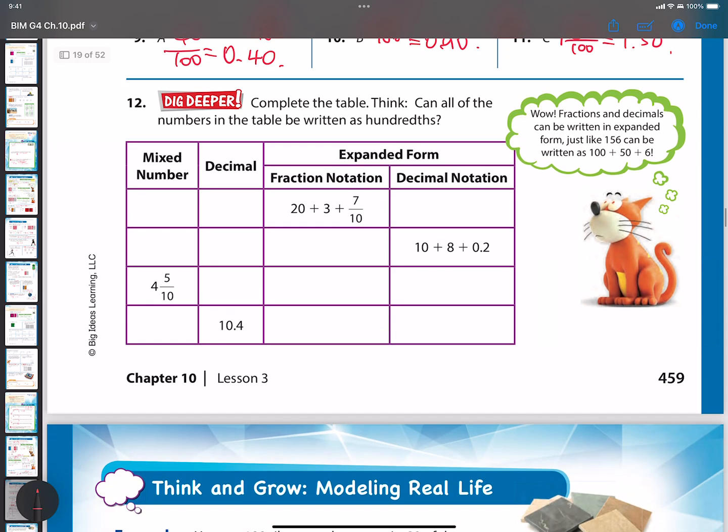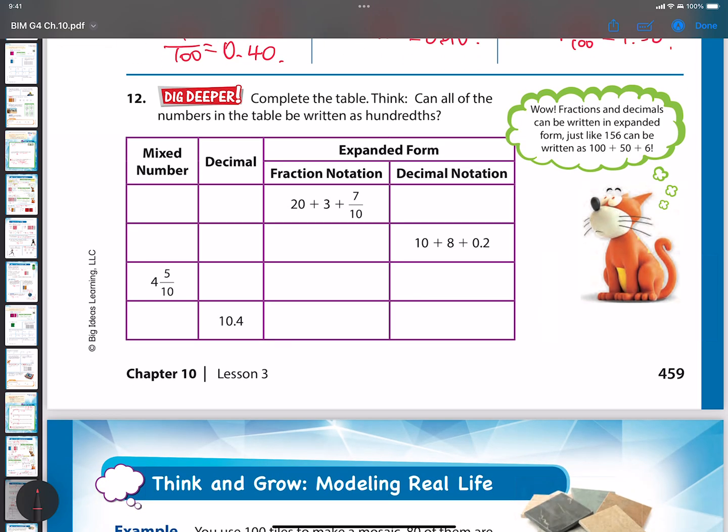All right, now number 12. I was debating when I was looking at this question, should I go over it or not? Let's go over it. Yeah, we're going to figure it out. So here, mixed number, you need to complete the table. And then you have to think, can all of the numbers in the table be written as hundredths? That's the question. We'll see.